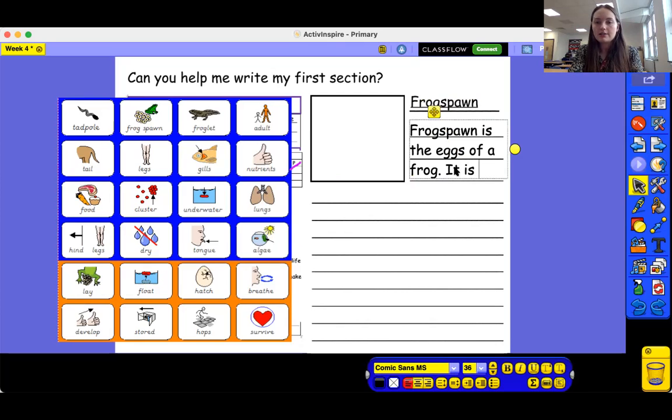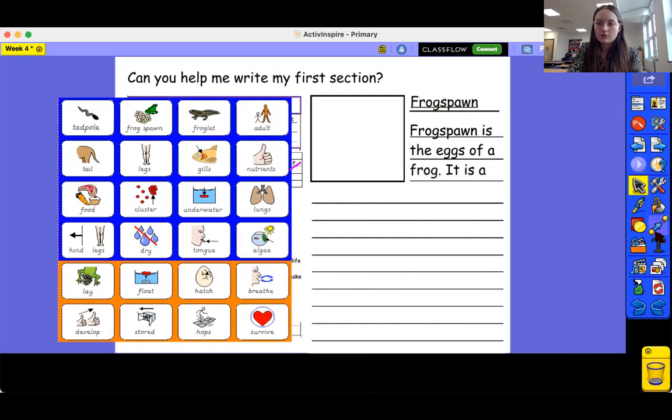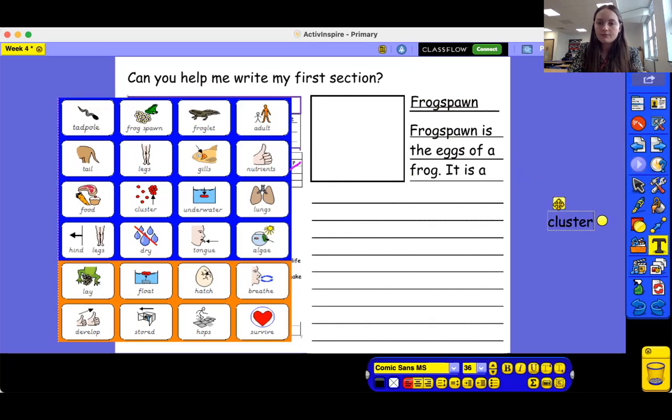It is a cluster of eggs in jelly. What kind of jelly? Jelly that we like to eat, strawberry flavour? No, it's not in strawberry flavoured jelly. It's in a clear jelly, isn't it? Think about the colours. Think about how we can describe that. That's what I'm thinking whilst I'm writing. It's a cluster of eggs in clear jelly.